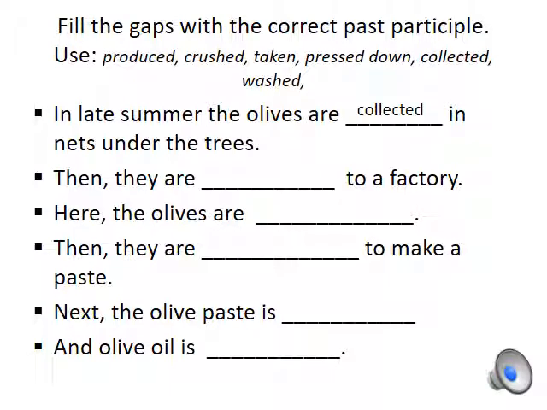Let's see what we've got. In late summer, the olives are collected. Then they are taken to a factory. Here the olives are washed. Then they are crushed to make a paste. Next, the olive paste is pressed down and olive oil is produced.